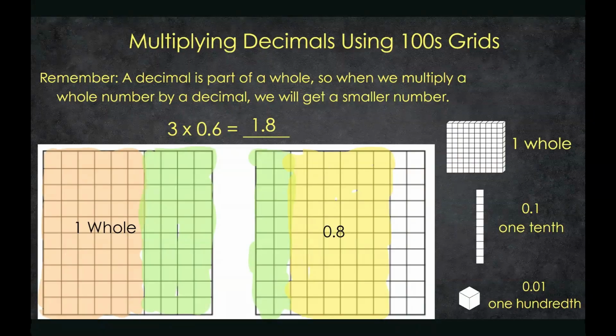All right, that is going to be it. That is how we use decimal grids to show multiplication of whole numbers times decimals.